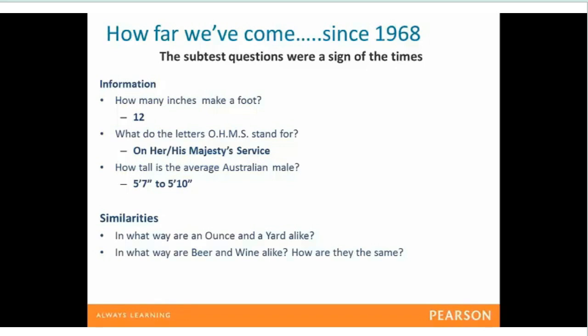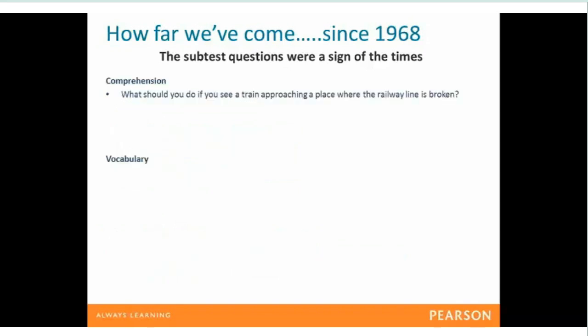Like, in what way are beer and wine alike? How are they the same? Of course, we would never ask a child that today. But back in 1968, if they knew that they both make you dizzy or drunk, they would get full credit. Some of the questions change because society's answers to questions change.